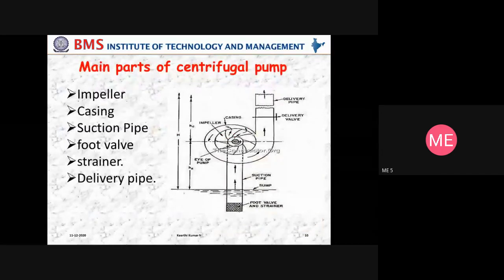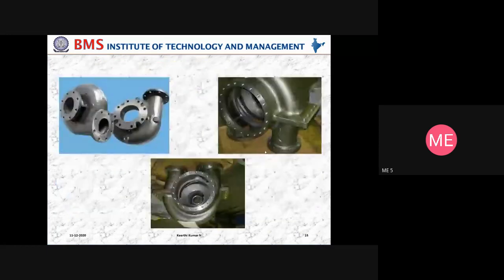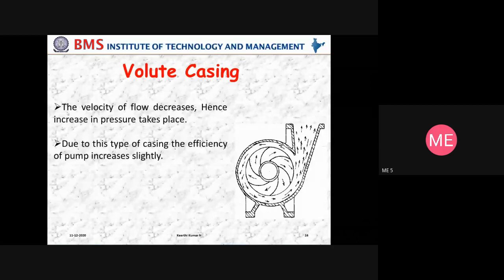You can see this figure. The area between the casing and the blade, the gap, goes on increasing. Because of this, pressure increases and the velocity decreases. The same thing I have written here: in the volute casing, the velocity of the flow decreases and the pressure increases. Due to this type of casing, the efficiency of the pump increases slightly. Because of this volute casing, a small increment in efficiency is observed compared to the simple spiral casing.